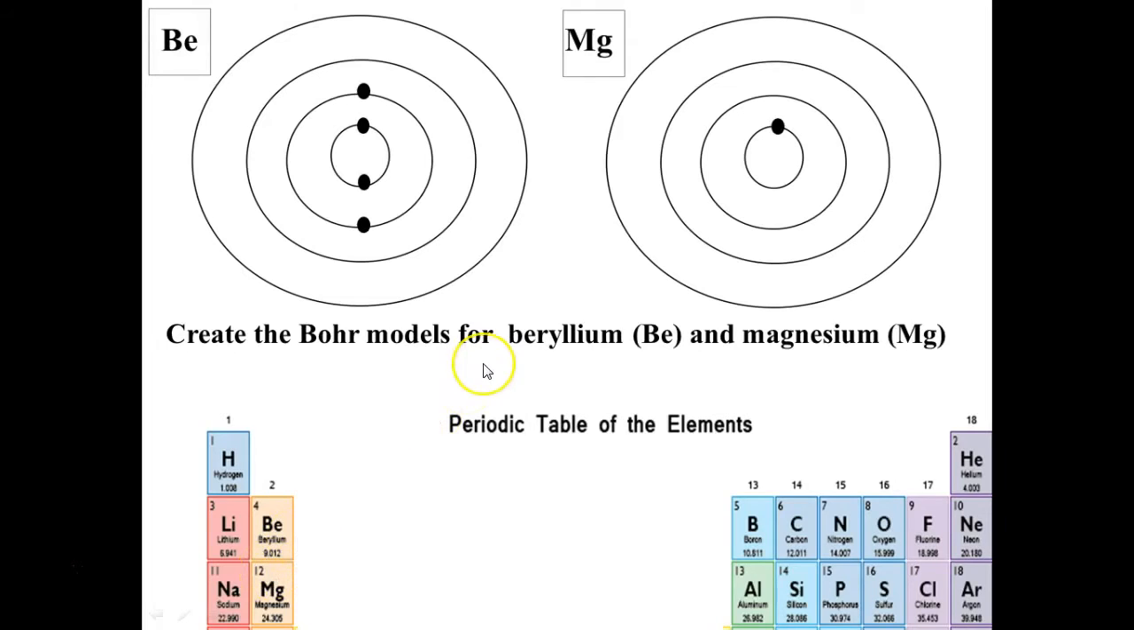Magnesium is number 12. So we fill our first shell with the 2. We then fill our next shell with 8 more, right? Because that's what our rule says. And then we have 2 more left that we can use in the outer shell.